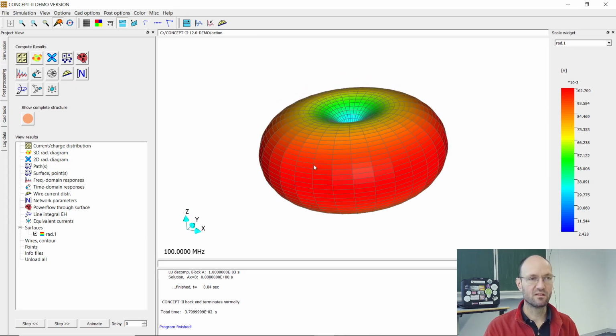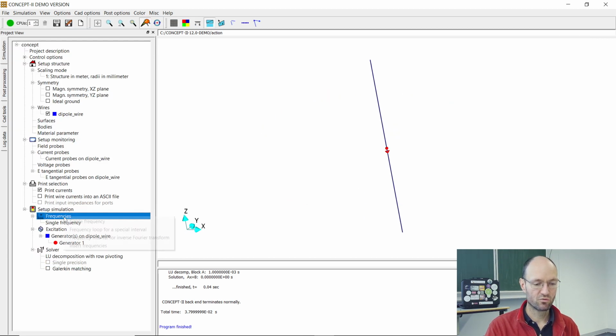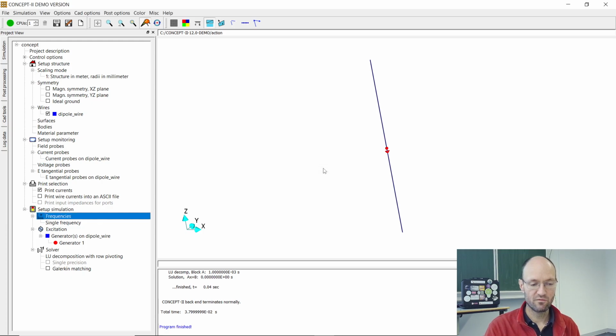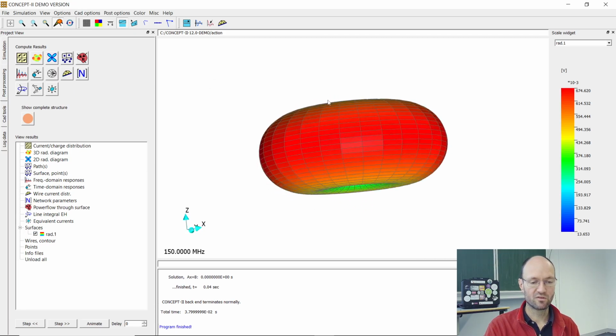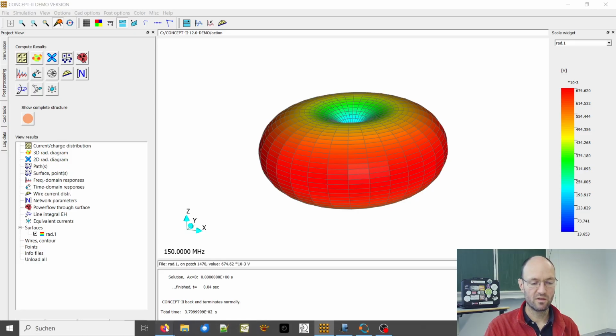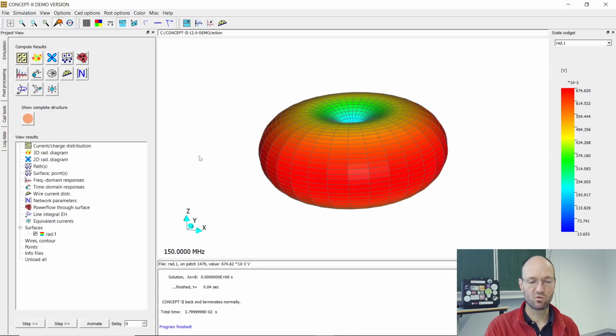Maybe the donut is a little more flat, maybe a little more compressed. It's not yet that obvious here. So if we go to 150 megahertz, our half wavelength dipole frequency, if I simulate once again, go to post-processing and plot, then it still looks like a donut. This was, remember, when the current distribution looked like this one here. It's still looking like a donut, but the donut is more compressed.